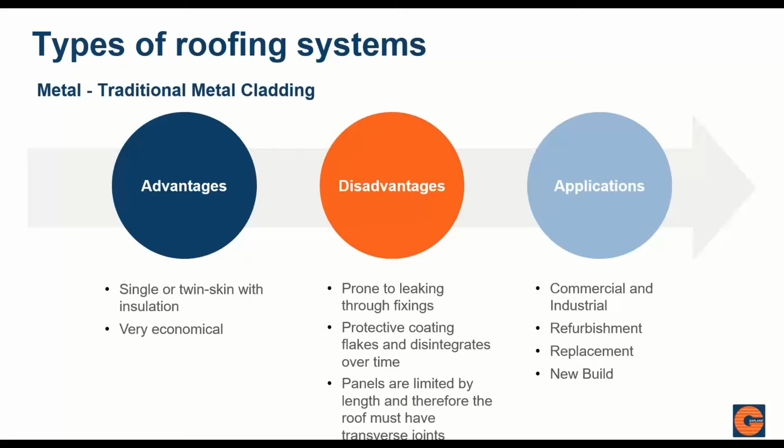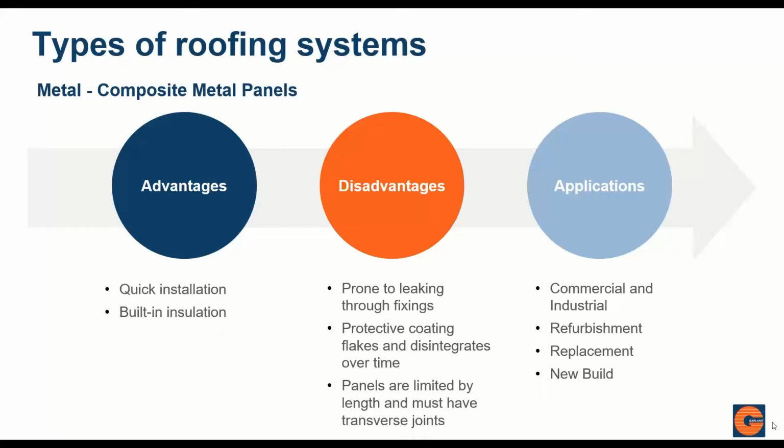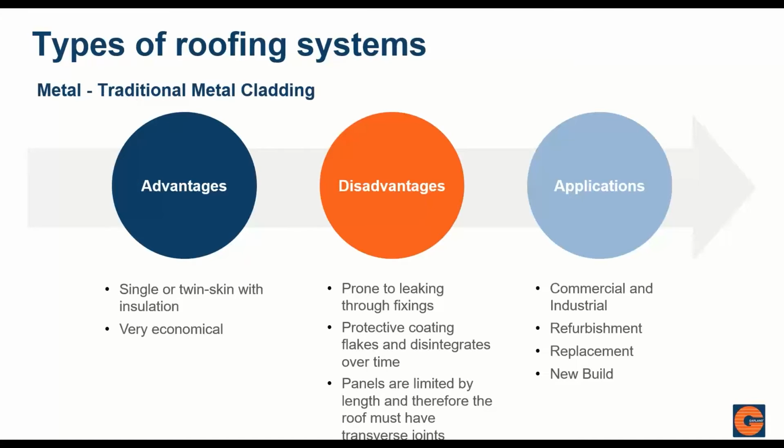So traditional metal cladding is a preformed steel that can be coated and either comes in a twin or a single thin application. That's your mouse neck. And the benefit of having a twin skin application is that you can insulate between the inner and the outer panels. This is a very economical system, and you typically find this within the industrial sector due to the economy and how fast the system works.